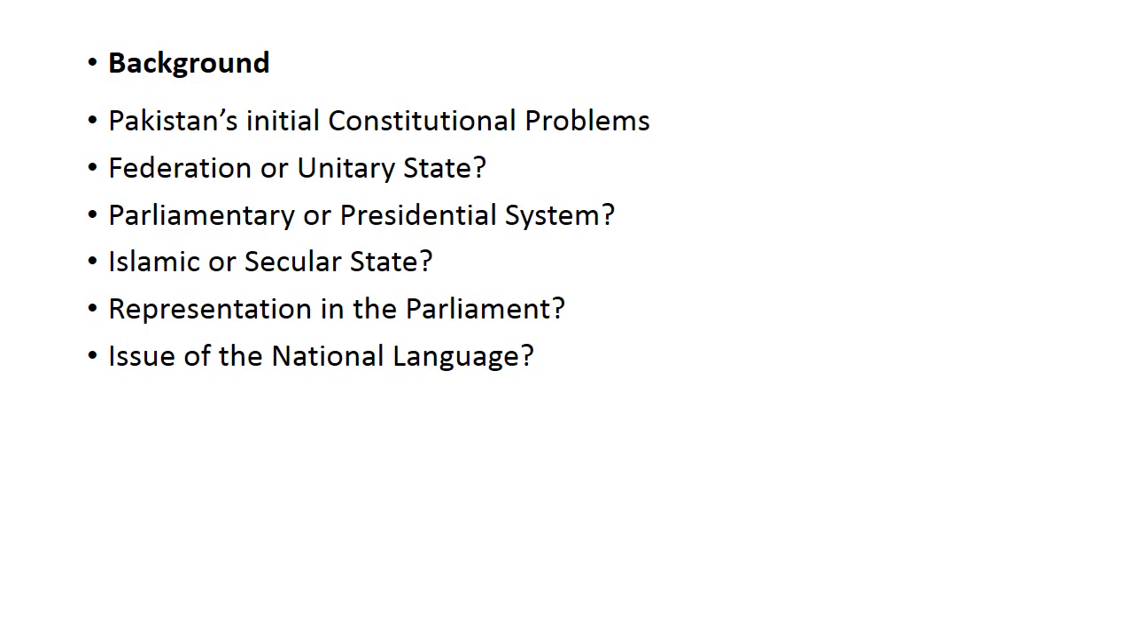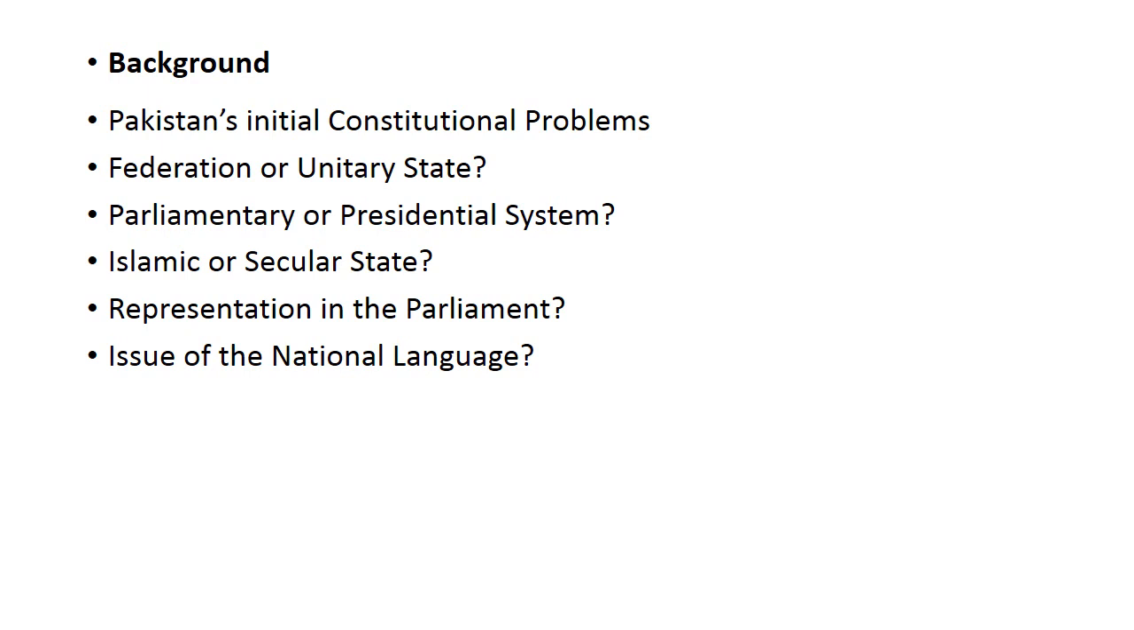You can see the first problem was federation or unitary state. There was a dispute among members of the Constituent Assembly and outside the Constituent Assembly, among the politicians and even the general public, whether Pakistan should be a federation or there should be a unitary state, a strong centralized government.